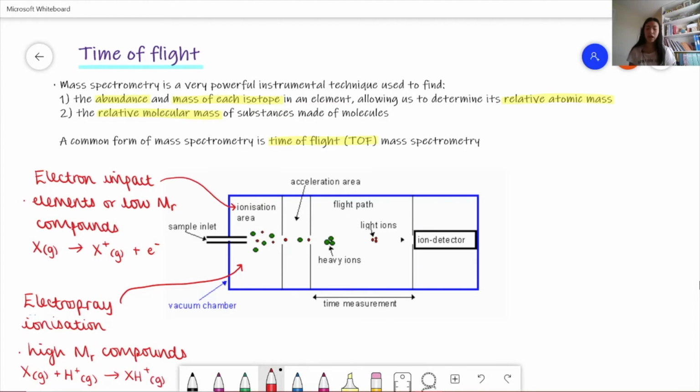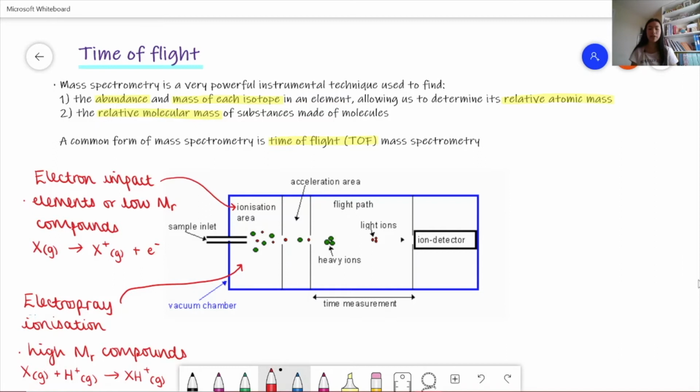And this will have a 1+ charge, like what we had for electron impact. And then because the solvent is volatile, it will evaporate, and so it'll leave us with gaseous 1+ ions. And so the main point of this ionization area is to form 1+ ions. So electron impact is where we knock off an electron, and electrospray ionization is where we add a proton. And so from both of these methods, we can form 1+ ions.